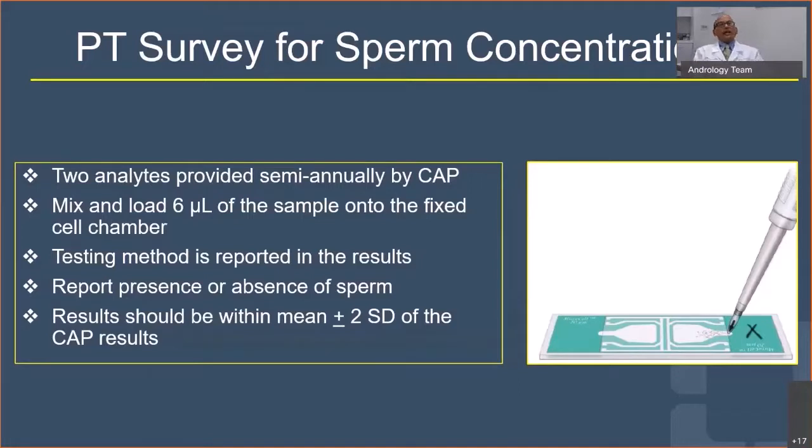So our lab orders the analytes, which I mentioned are the sperm concentration, and the testing agency will provide us 2 analytes, and generally they are the low and high concentration of sperm. We load the sample onto the sperm counting chamber, and the 6 microliter sample is loaded, as I explained in my earlier presentation. And the testing method that is reported is the fixed cell concentration method. And these results are reported to the agency, whether the sperm were present in that particular analyte or they were absent. And the results should be within 2 standard deviations of the established results by the testing agency. Next slide, please.